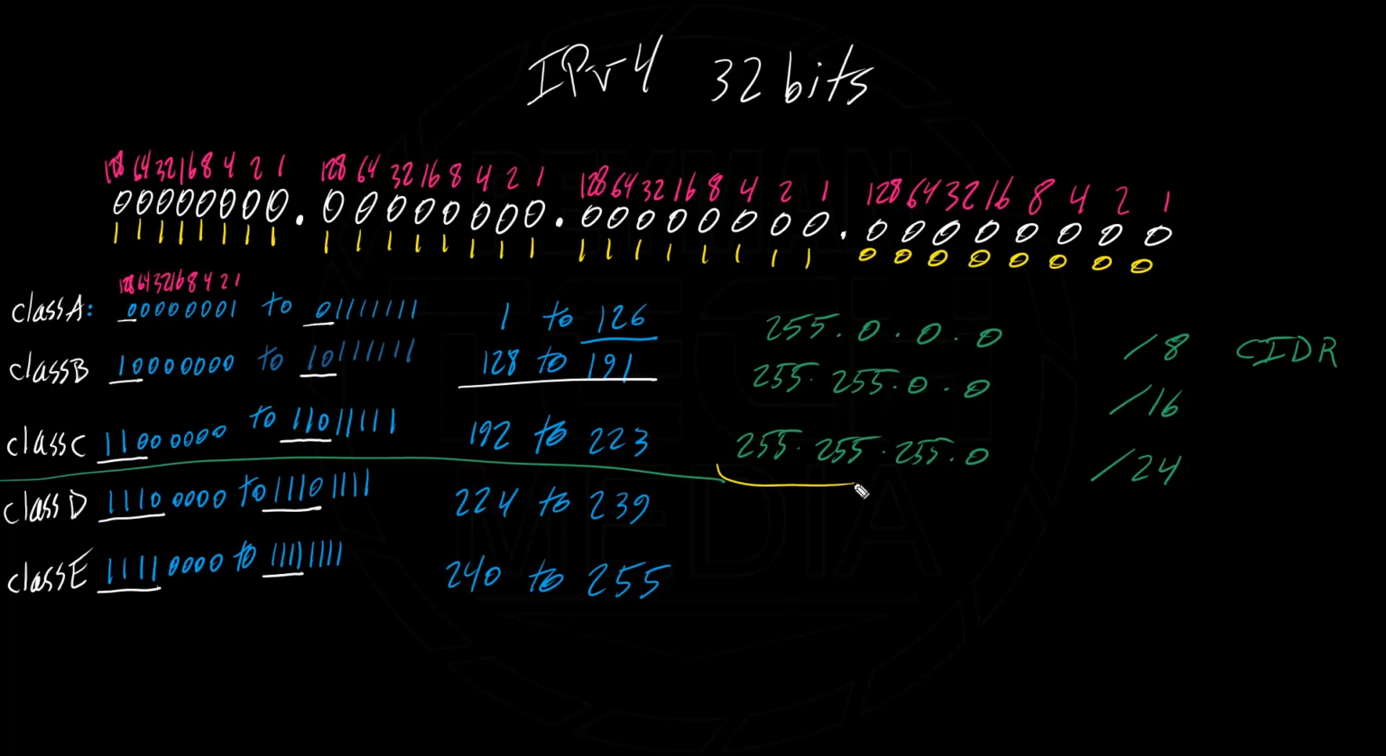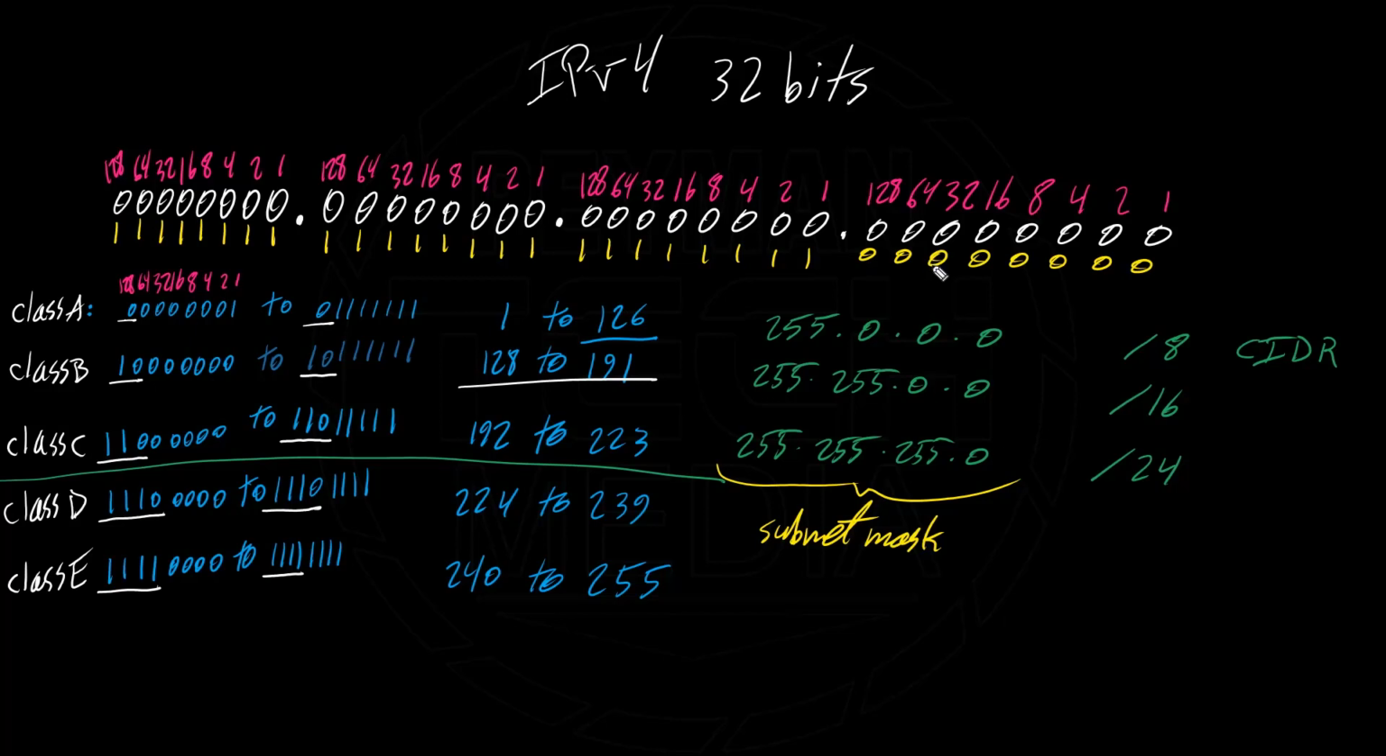So these are the default subnet masks for IP version 4. For class A, 255.0.0.0, only 8 bits for the network. Here we can see the first octet. And for class B, we can see 255.255.0.0, 16 bits network. For class C, we have 255.255.255.0. So that's 24 bits for network, therefore 8 bits for the host.